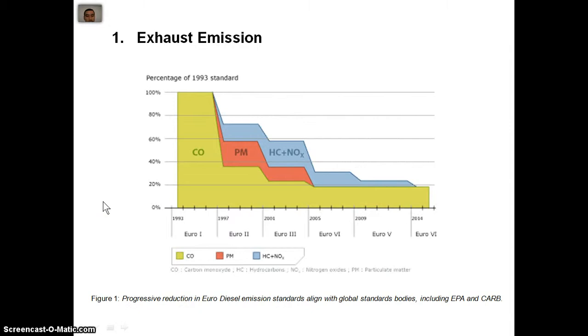Okay, the graph shows the progressive reduction in Euro diesel emission standards, aligned with the global standard bodies. So as we can see, from 1993 until 2014, the percentage of the especially harmful gases decreases. So the Euro emission standards contain Euro 1, Euro 2, Euro 3, Euro 4 and Euro 5. So the latest Euro standard is Euro 6.